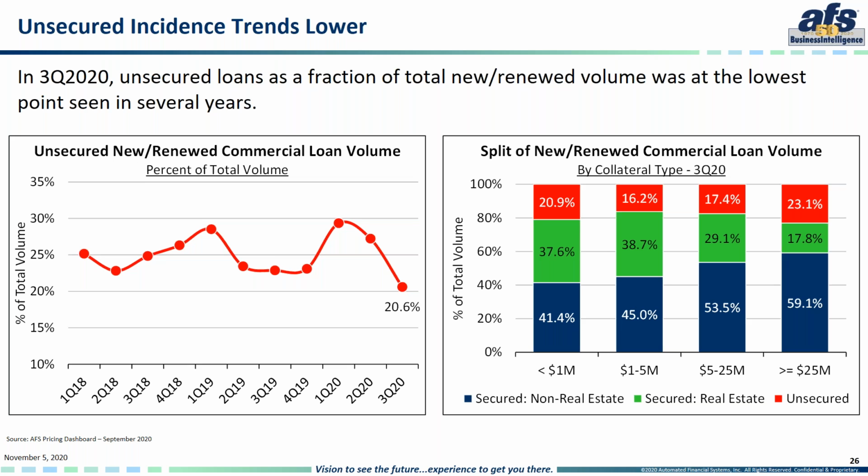Then when we split it by deal size ranges, which you can see on the right-hand chart, we see a surprisingly high degree of uniformity across the deal size ranges. The right-hand chart shows that, consistent across all the deal sizes, at least three-quarters of all the new and renewed volume in 3Q20 was secured by some collateral type. The most popular one is secured by non-real estate, which could be a variety of different collateral types. Then of course you have secured real estate also comprising a big share of the total for many of these deal size ranges.